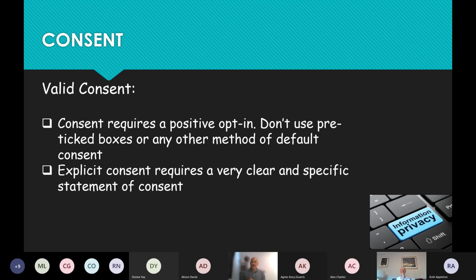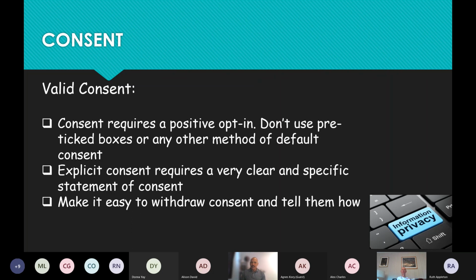Explicit consent requires a very clear and specific statement of consent. And this is going back to the previous slide. Explicit consent has to be a clear, specific statement of consent. So it could be that it's written and signed, it's written and acknowledged, it's written and verified, but it is clear, there's no ambiguity at all.